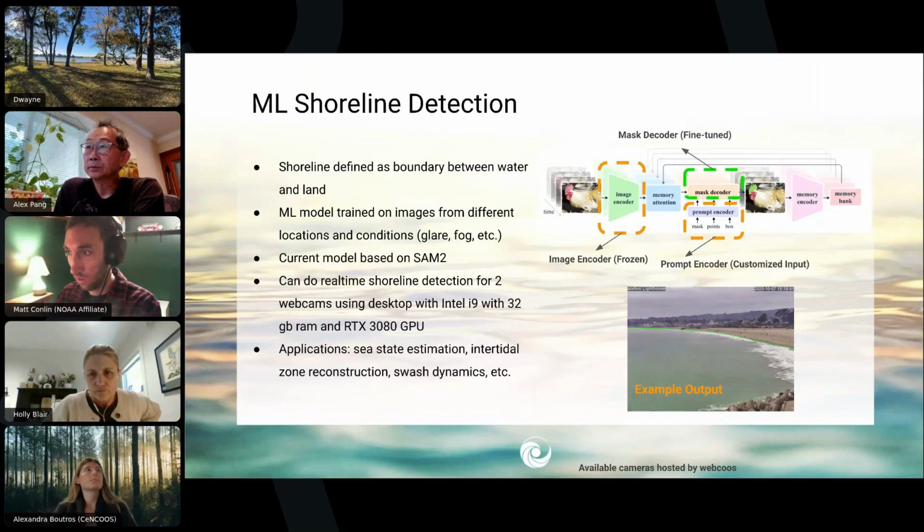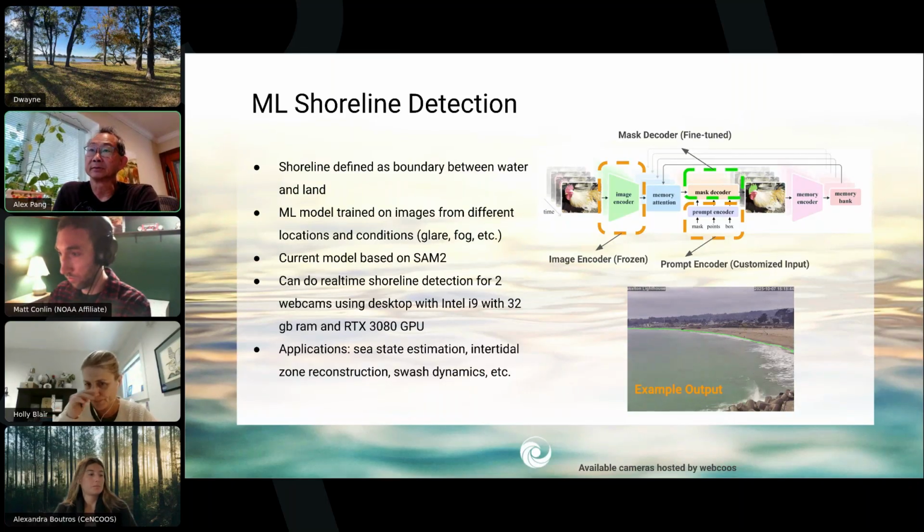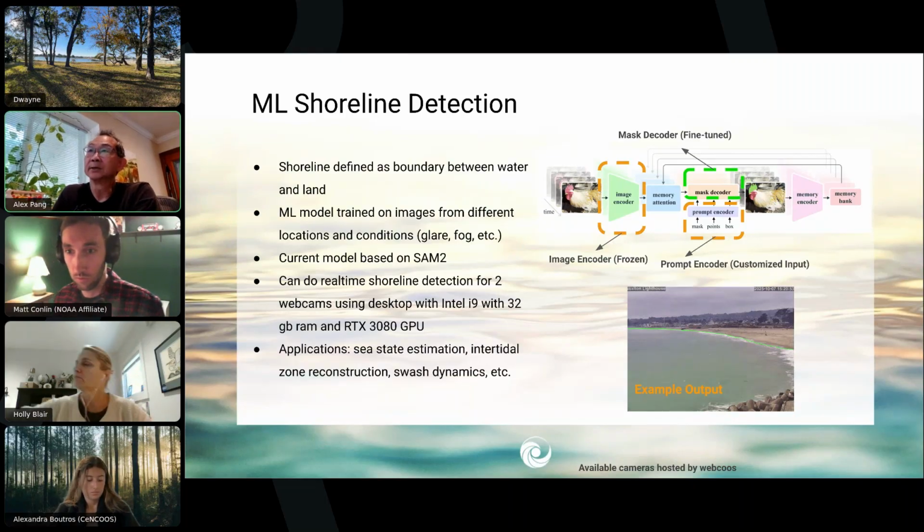The first thing we had to do was define what the shoreline was. What seems to make sense, and has agreement in the literature that we've seen, was to define shoreline as the boundary between the water and the land. So that's what we went with. In labeling the data, that's the definition that we followed. We use some tools. The primary tool that we used for labeling was SAM, which is the Segment Anything package.